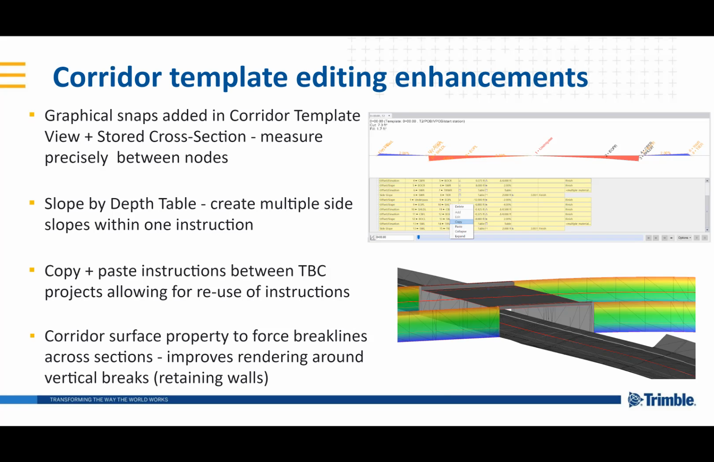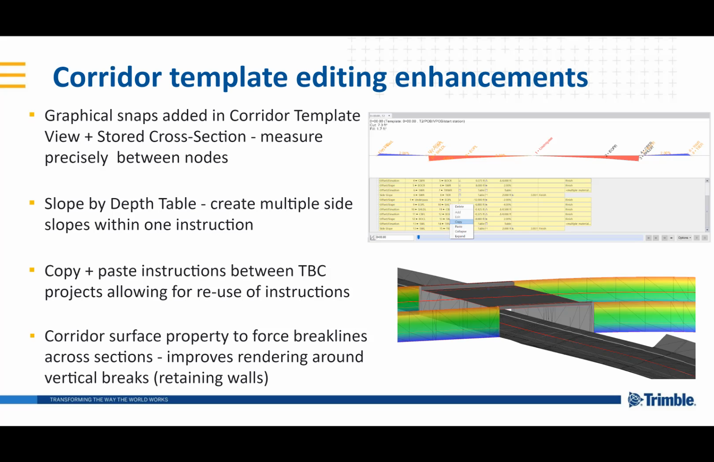We have made several enhancements to the corridor template editing and the corridor template workflows. The highlight of those are graphical snaps added in the corridor template view and the stored cross-section view. This allows you to measure precisely between those nodes. We've added the slope by depth table instruction. This allows you to create multiple side slopes within one instruction, exponentially decreasing the number of instruction types needed to create multiple side slopes.